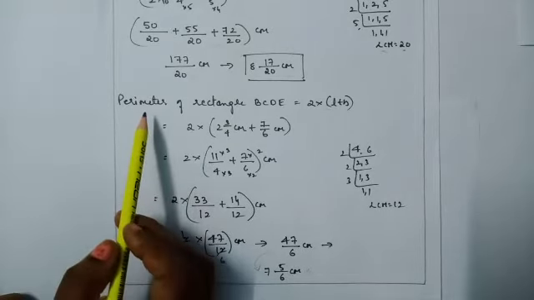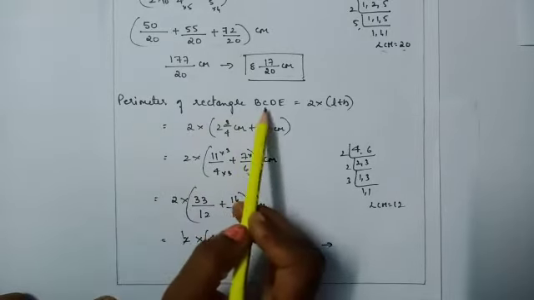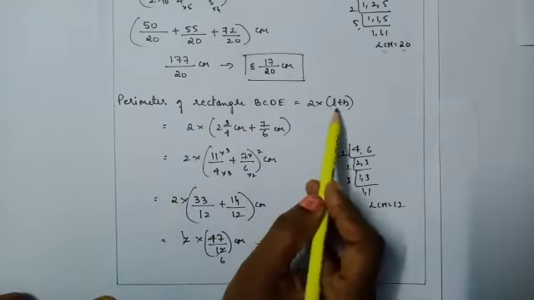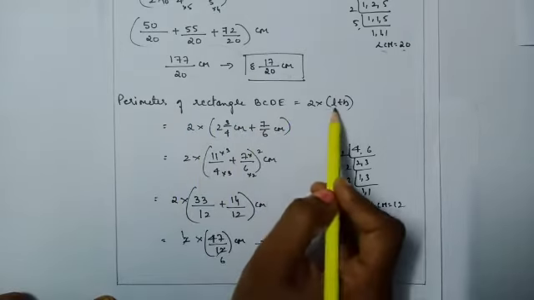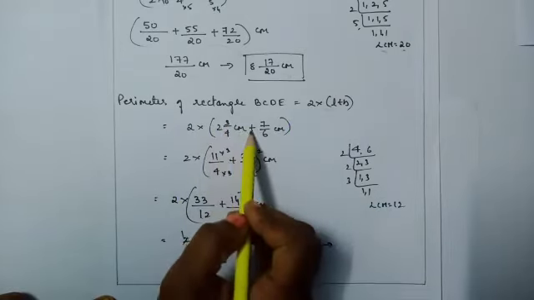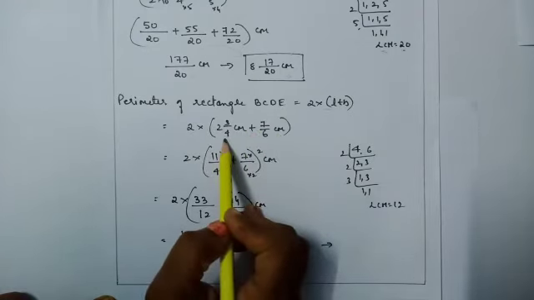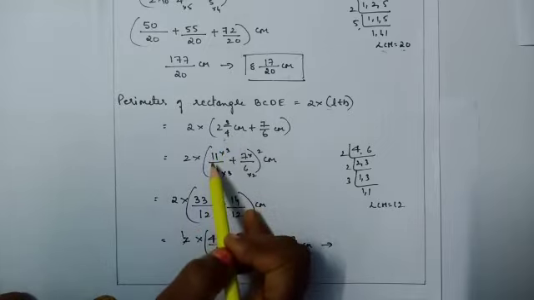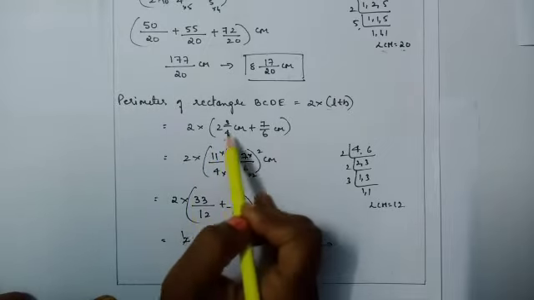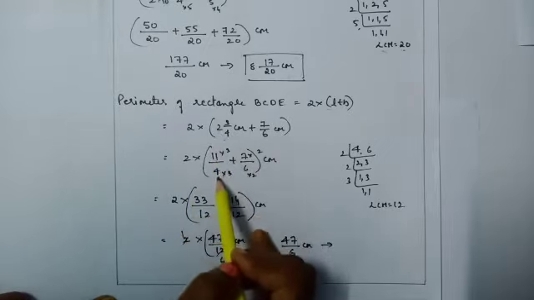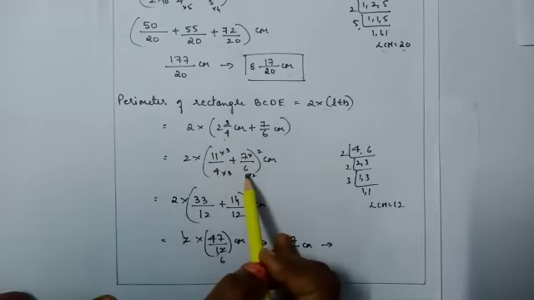Next let us find the perimeter of the rectangle BCDE. We have the formula 2 into length plus breadth. 2 into, as it is, the length is 2 3 by 4 centimeters plus the breadth is 7 by 6 centimeters. So the first fraction is in the mixed fraction form. Let us convert it to the improper fraction form. So 2 into, as it is, 4 2s are 8 plus 3 is 11 by 4 plus 7 by 6, as it is.